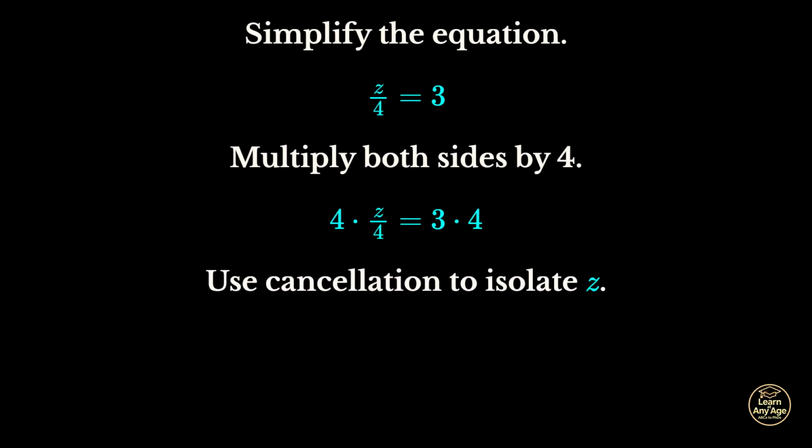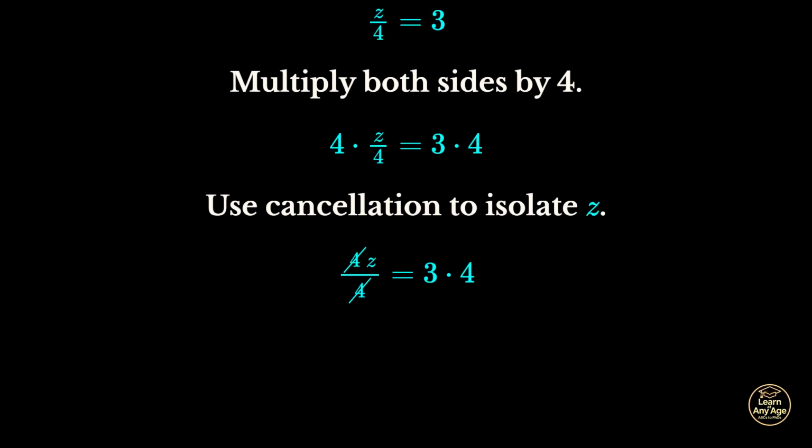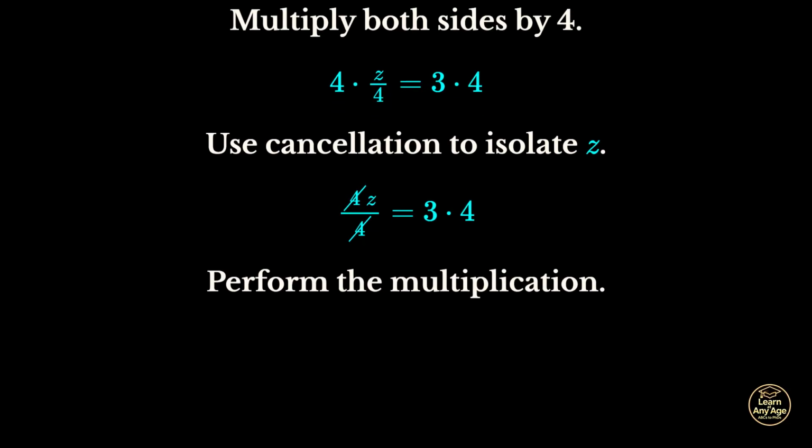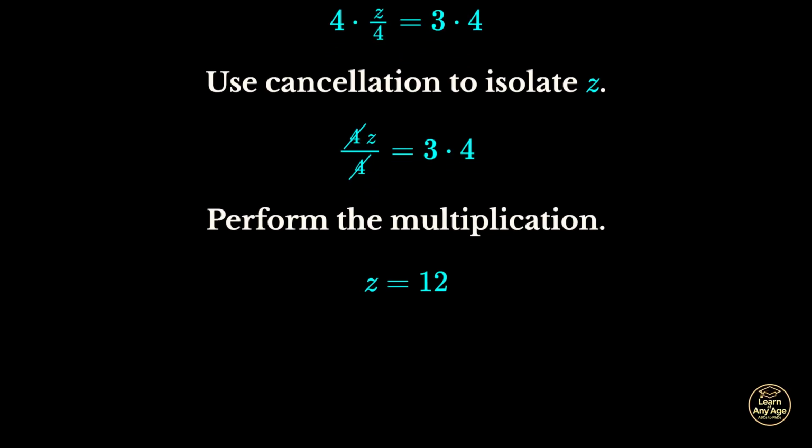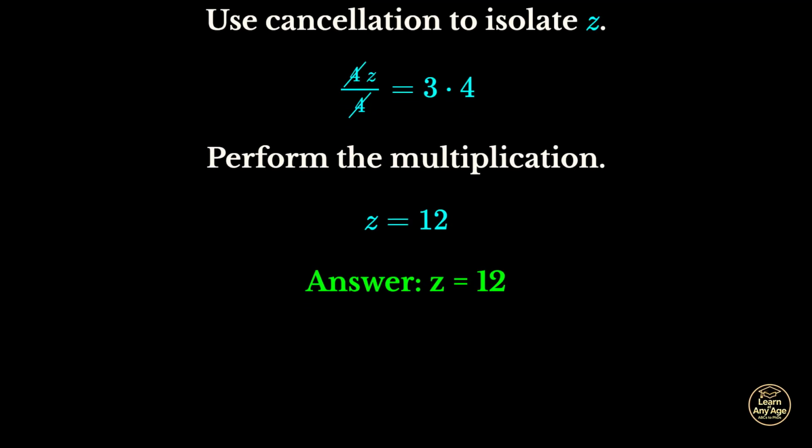Use cancellation to isolate z. 4 cancelled out, z over 4 cancelled out, equals 3 times 4. Perform the multiplication. Z equals 12. Answer, z equals 12.